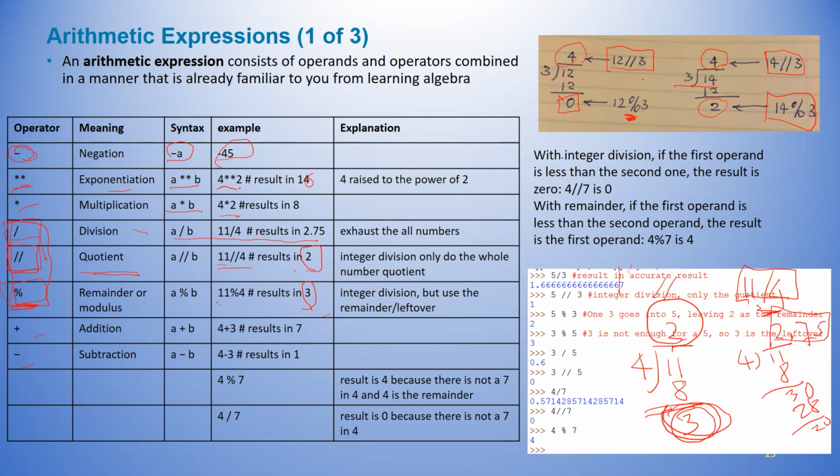So, okay, another thing to remember is with integer division, if the first operand is less than the second one, the result is 0. Here is this, 4 divided by 7. Right? This is integer division. We call that integer division, really, quotient. So you have 0 sevens in 4. Then the quotient is 0. And the remainder is 4. So if you do 4 modulus 7, this is the remainder. Okay, let's do that.